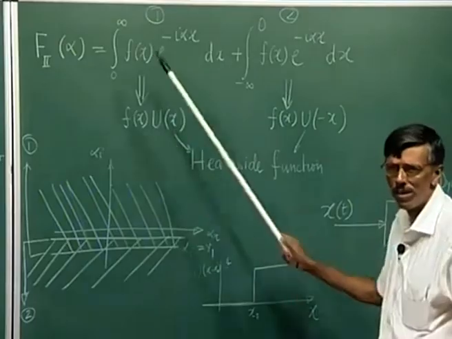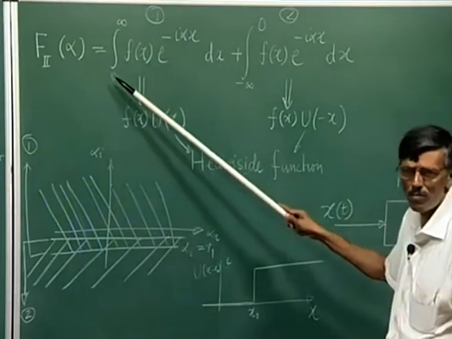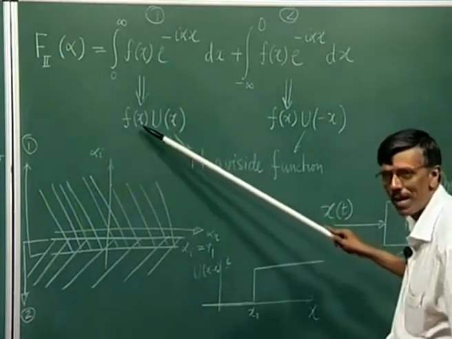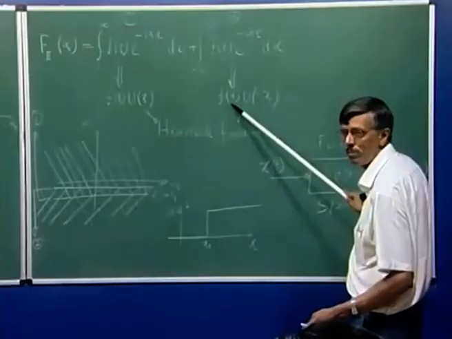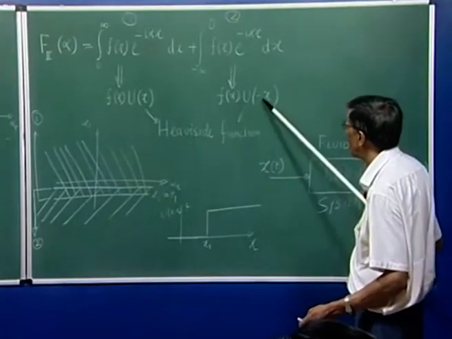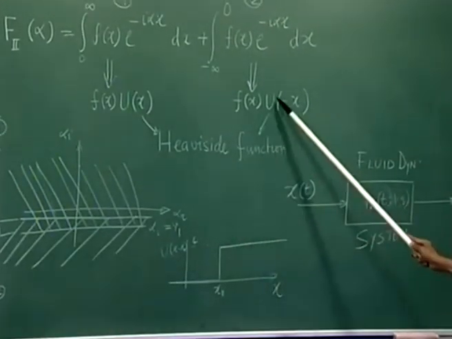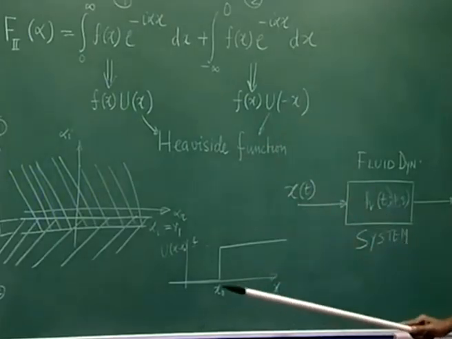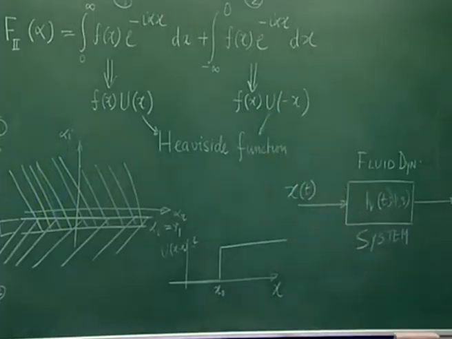So, my original function can take anything, but because of this I am only performing integration from 0 to infinity. It is almost like multiplying that f of x into u of x, and this one I can simply think of as f of x multiplying u of minus x, because that is what it would be. For all negative x it will be 1, for any positive x this will become 0, right. So, that is the complementary thing.